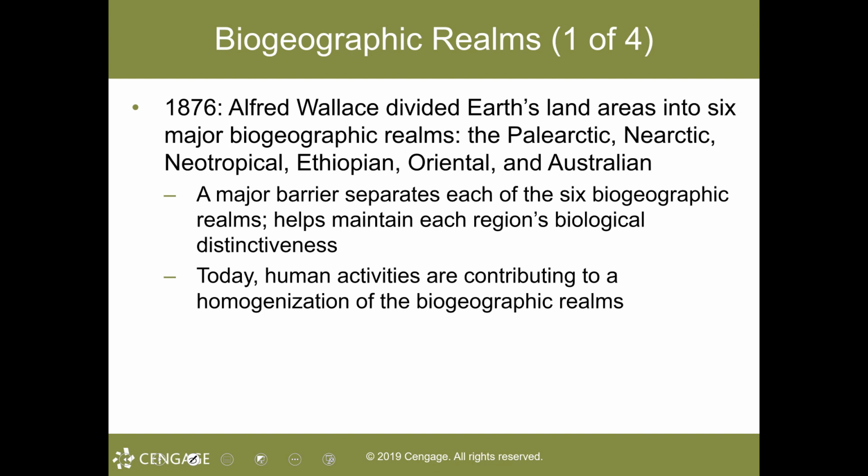They are, of course, six, being those major barriers that separate each of those six biogeographic realms from the others and help maintain the region's biological distinctness. The Palearctic from Eurasia, the Nearctic from, of course, North America, the Neotropical in South America, the Ethiopian in Africa, the Oriental in South Asia and Korea, and the Australian in Australia.